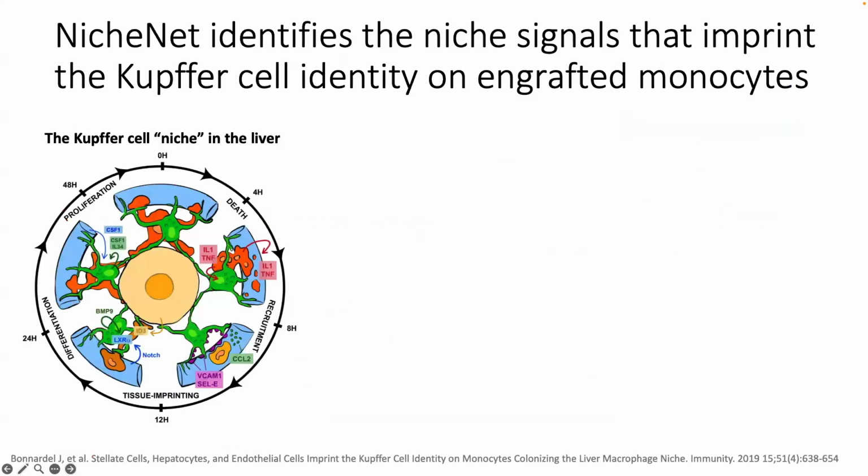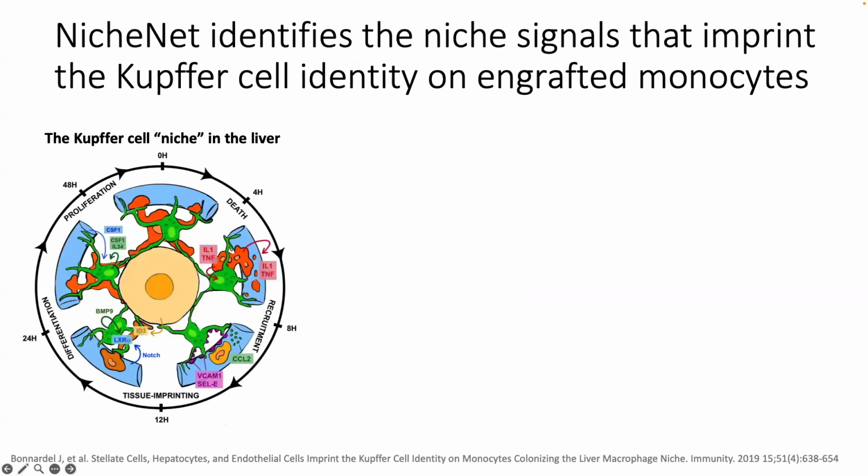Let's just have a look at an example of how we can use these kinds of tools. So one of our collaborators is the lab of Martin Guilliams, who's very famous for studying liver and macrophages in general. And one of the questions that basically spurred the development of NicheNet was what defines this Kupffer cell niche in the liver. The Kupffer cells are one of the types of macrophages in the liver, right?